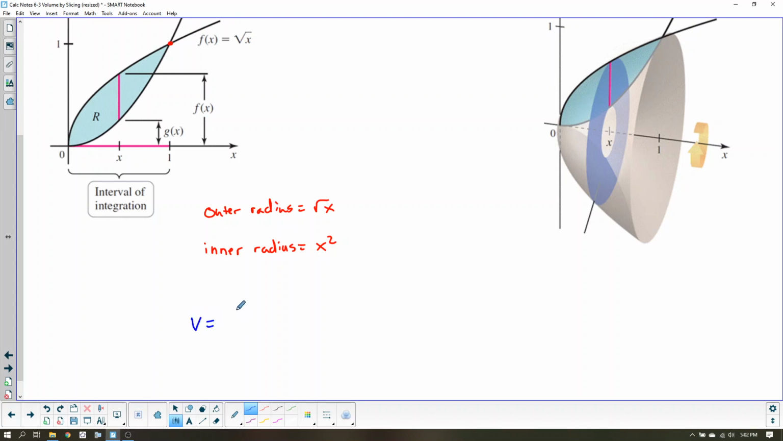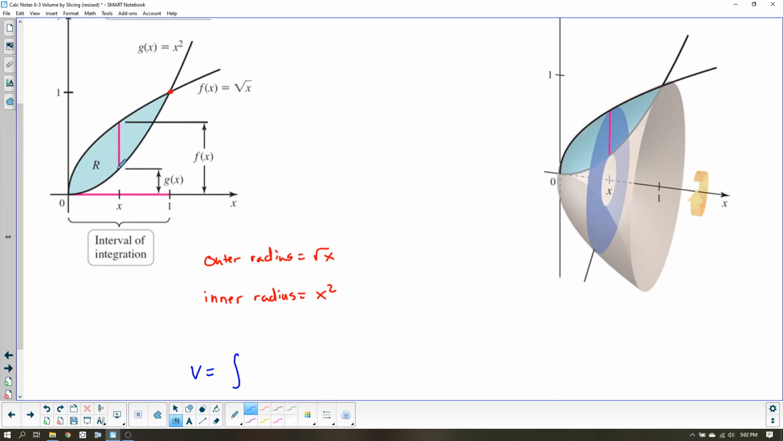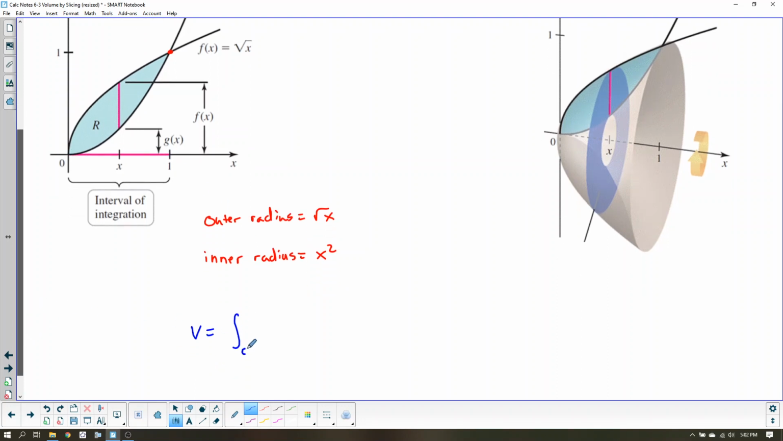All right, volume would be the integral from, look at how we're slicing it. A typical cross section is right here, perpendicular to the x-axis, and we're starting our slices here and we're ending them here. So they're from 0 to 1. We know we have a pi, so I'm going to go ahead and put that on the outside. It is outer radius squared minus inner radius squared. So square root of x squared minus x squared squared.